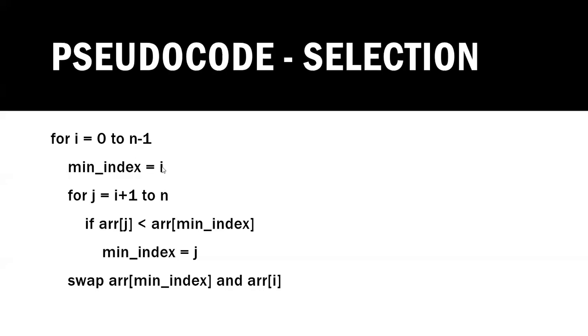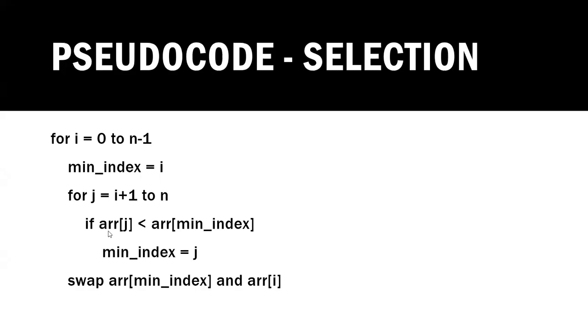So you set the minimum value to I. In this case, it's 0. For j starting at I plus 1 going up to n, where n is the number that you have. So if you have 10 slots, you start at 1 and you go all the way up to 10. It looks at the j slot, which in this case starts at 1, and compares it to the minimum index. If j is less than the minimum index, then it's going to change the minimum index.